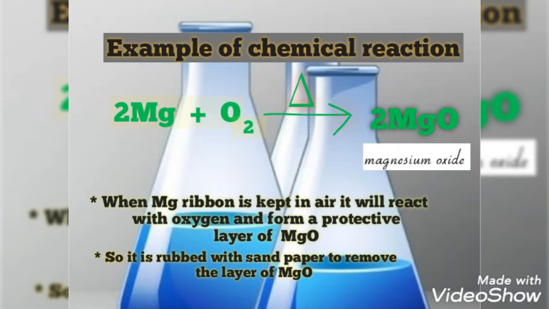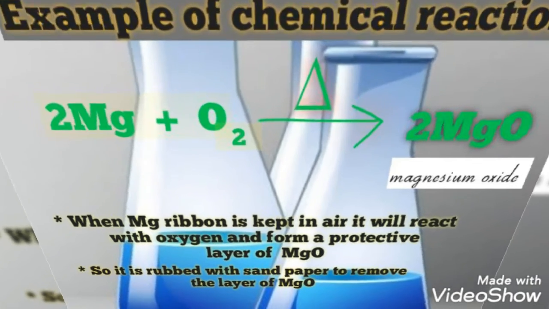Now, example of chemical reaction. The given is a chemical reaction. 2 Mg plus O2 when heated gives 2 MgO. When we heat magnesium in air, magnesium oxide will be formed. It converts into a white powder. If magnesium ribbon is kept in air, it will react with oxygen and form a protective layer of magnesium oxide. That is why magnesium ribbon is rubbed with sandpaper to remove the layer of magnesium oxide. Magnesium ribbon burns with dazzling white flame.